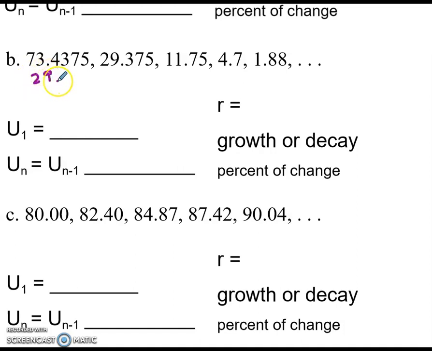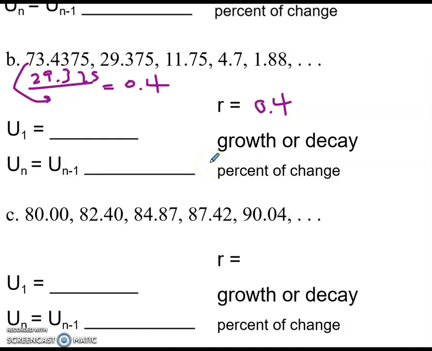So if you take the 29.375 and divide it by the 73.4375, it actually comes out to be a really nice number, 0.4. And if you take the 11.75 and divide it by the 29.375, you also get 0.4 again. And if you check the 4.7 divided by this, the 1.88 divided by the 4.7, and all 4 problems, the answer ends up being 0.4. So this has a consistent ratio.